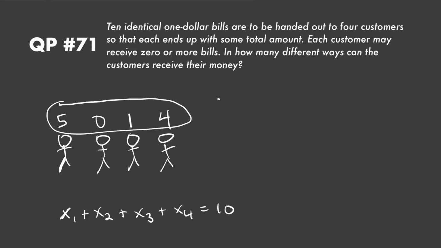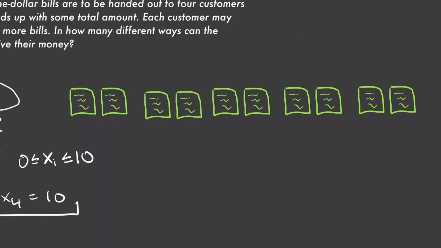So first thing to notice is that this problem setup right here is essentially the exact same thing as finding the number of solutions to this equation right here, where each x represents the number of dollars distributed to the person in the subscript. And this is just under the constraint that all these xi's have to be between 0 and 10, obviously.